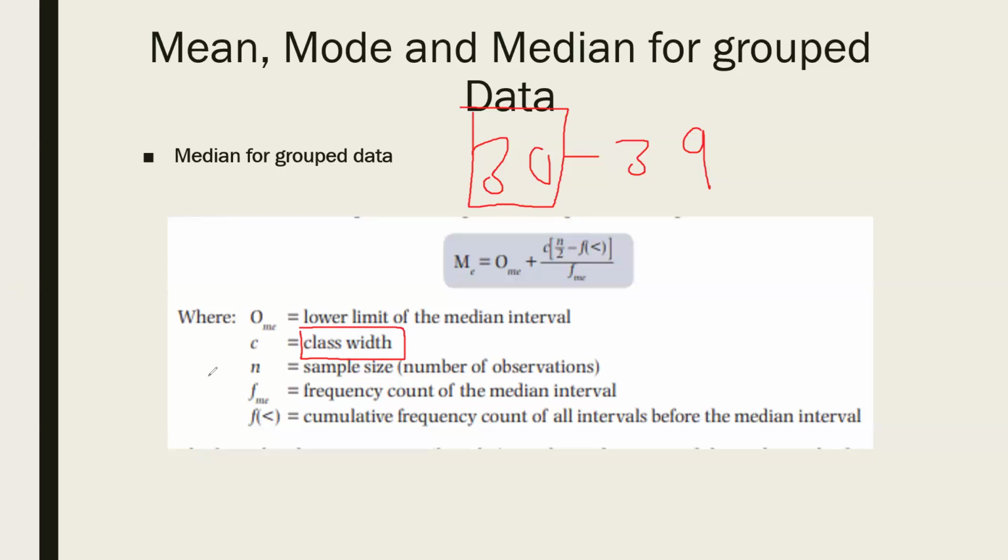Then N is equal to the sample size, right? That's your N there. FME, that's your frequency count of the median interval. Then F less than, that is the cumulative frequency count of all the cumulative frequencies before the median interval. So what it means is, right?